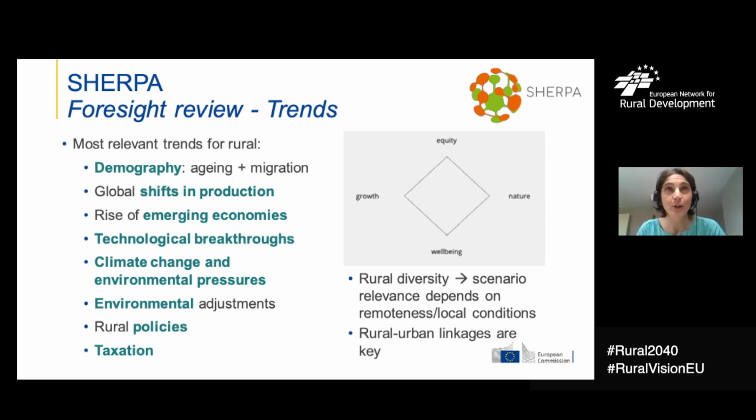In their review, they also looked at the trends and found out again which ones are the most relevant for rural. So demography comes here again, but also these global shifts in production and rise of emerging economies that Enrique Garcilaso has talked about. And these can have positive or negative impacts on rural economies, depending on their capacity to capture investments and market shares in these shifts. And part of that capacity may depend on how well they can benefit from the technological breakthroughs that are coming in farming and forestry especially, but also in other domains.